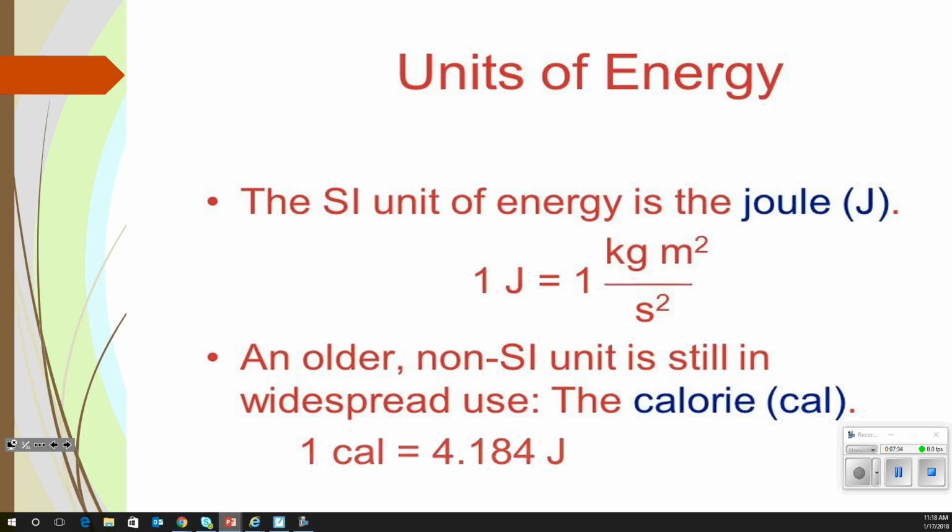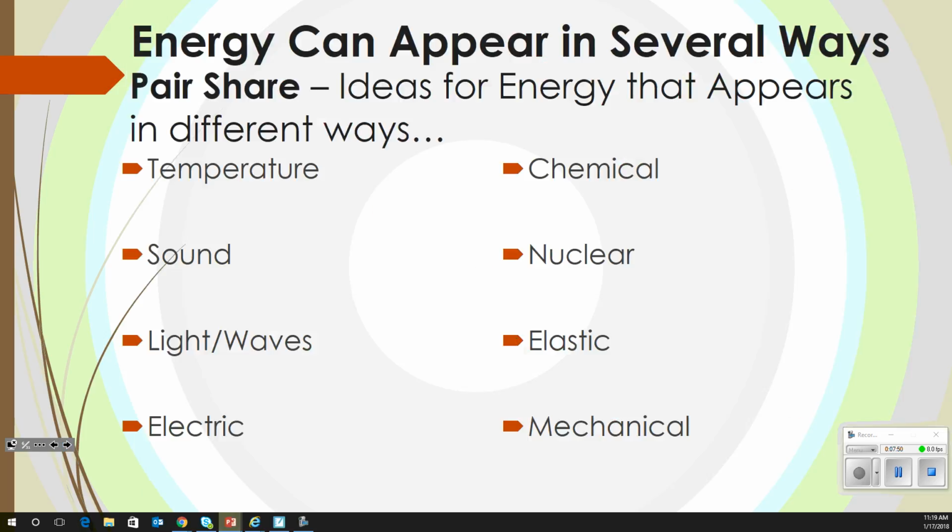But our body needs that many calories to work. Our body is a machine that eats calories, needs energy to move. So we need to make sure we know these units of energy. Has everybody got that down? Okay. All right, so then we're going to go forward and we're going to talk about how energy can appear in many different ways. I'm going to show you a few and then I'm going to have you pair share.